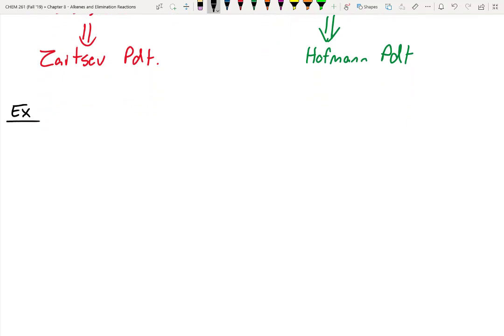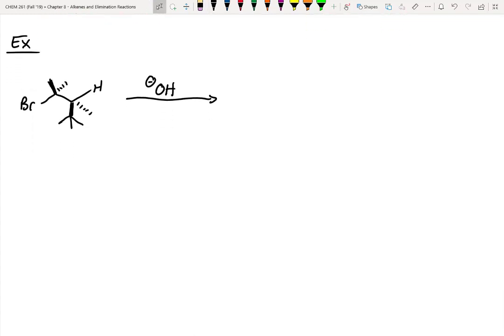Okay, so in this example, I've got a bromine, I've got a hydrogen that's anticoplanar. Then on one side, I'll have a tert-butyl group and a methyl group coming off of dashes and wedges. And then over here, I'll have two different methyl groups. All right, let's say that I treat this with hydroxide. My question for you is, will this do SN2 chemistry? Why or why not? Hydroxide's a good nucleophile.